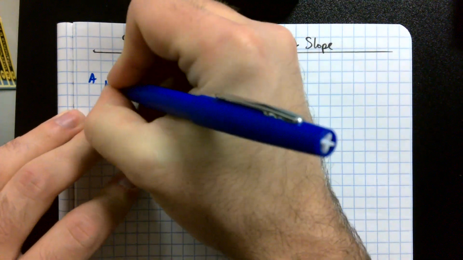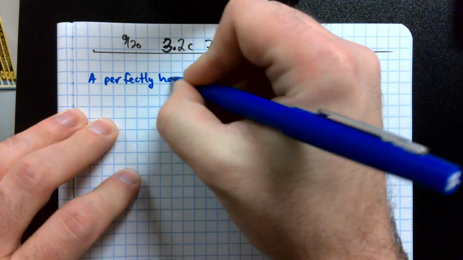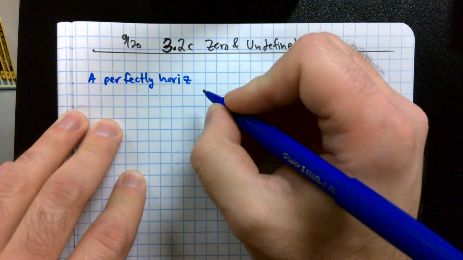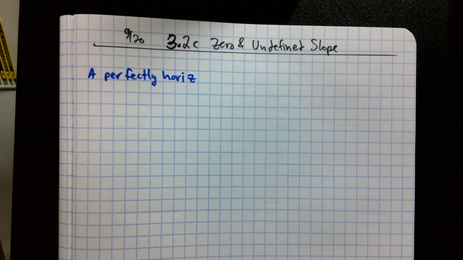A perfectly horizontal line. If we have a horizontal line, is that going up and down or left to right? Left to right, right? Like think about your x-axis. That is a horizontal flat line.